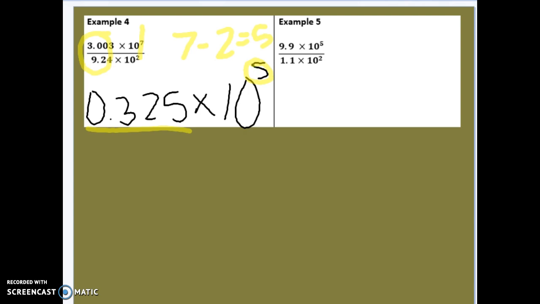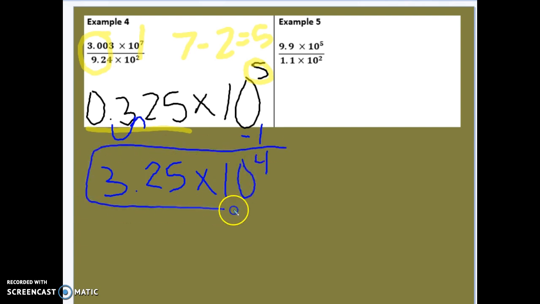Now ask yourself, is this in scientific notation? No, we have to move the decimal one spot to the right. So now we have 3.25. When we move it to the right, we subtract. We moved it one spot, so subtract 1. So then it would be times 10 to the 4th power, and you're finished.